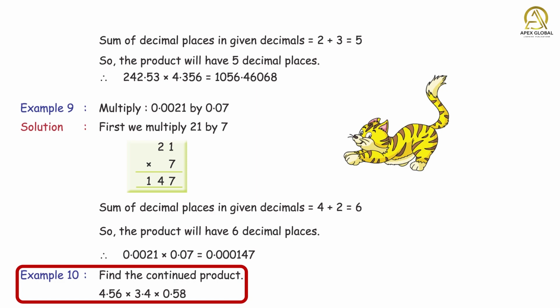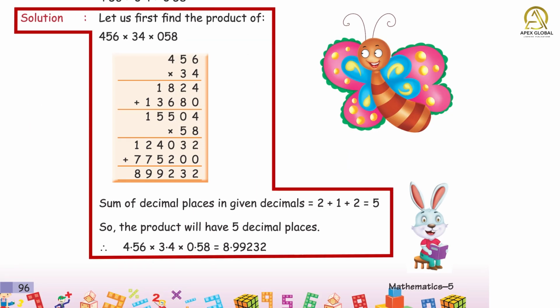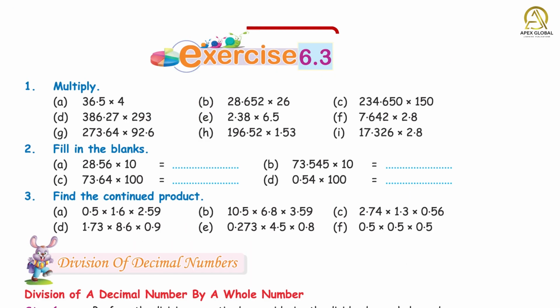Example 10. Find the continued product. 4.56 into 3.4 into 0.58. Solution. Let us first find the product of 456 into 34 into 58. Sum of decimal places in the given decimals, 2 plus 1 plus 2 equals 5. So the product will have 5 decimal places. 4.56 into 3.4 into 0.58 equals 8.99232.